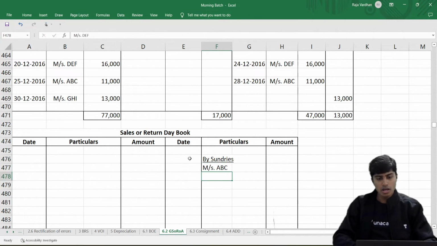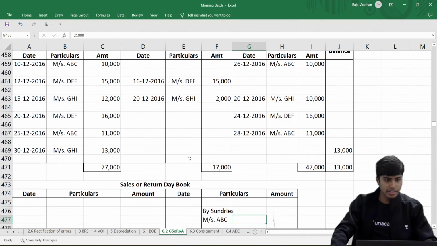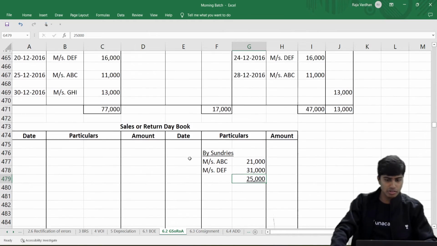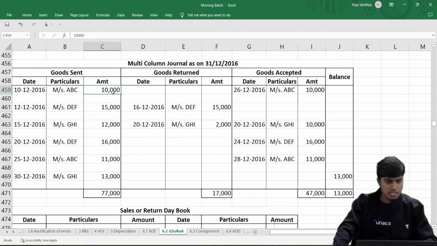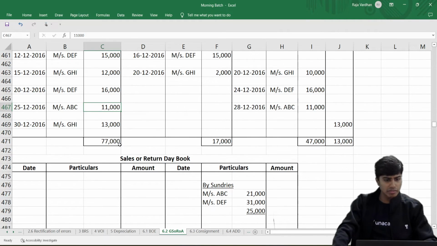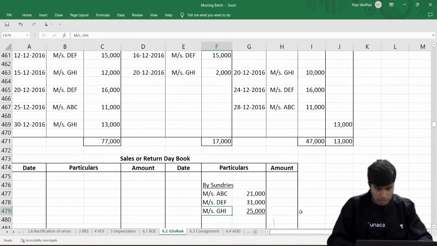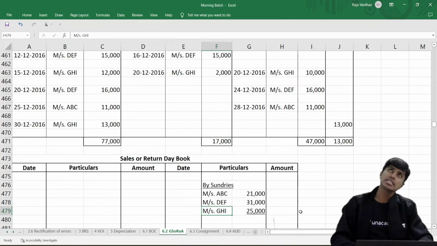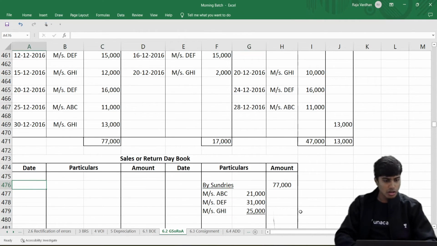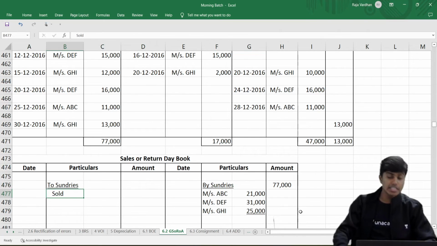By sundries, how much? I'll write the details: 10, 15, 12, 16, 11, 13. Sorry, I can write the totals. ABC is 10 plus 11, 21. DEF is 15 plus 16, 31. And GHI is 12 plus 13, 25. So on the whole, it is 21, 31, 25, that is 77,000. Out of this, how much of it is basically sold?